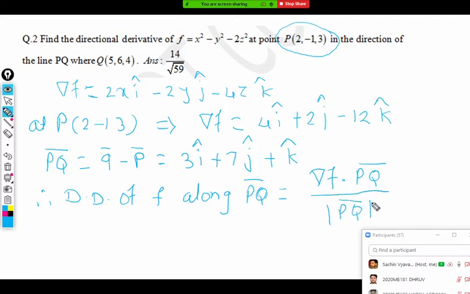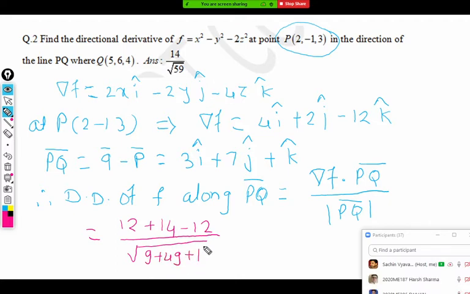That was the last step. So we should take a dot product now. To take a dot product, we take a1 b1, so 4 into 3, that's 12, plus 14, and minus 12. So this is just a1 b1 plus a2 b2 plus a3 b3 divided by the magnitude of PQ bar. So it's 9 plus 49 plus 1, root 59. It's 14 by root 59, and that's the required answer.